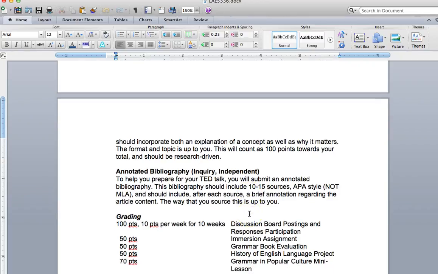The annotated bibliography that you'll submit as part of this, which will be due a little earlier on, you'll submit in APA style, not MLA style, with 10 to 15 sources. And after each source, a brief annotation regarding the article content. The way that you choose these sources is up to you, and the way that you submit this is up to you, but do make sure that it's all consistent with the formatting, it's grammatically correct, and you're using the hanging indent correctly. If you need help with that, please feel free to ask me.